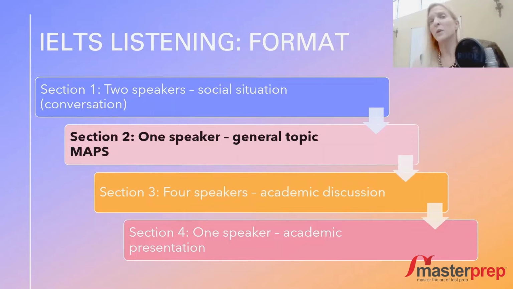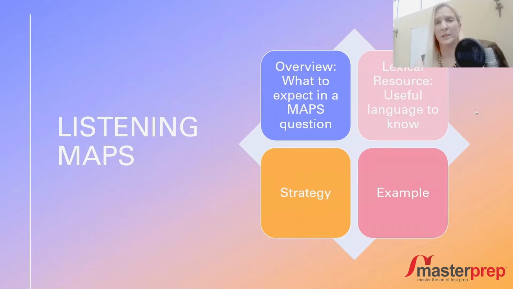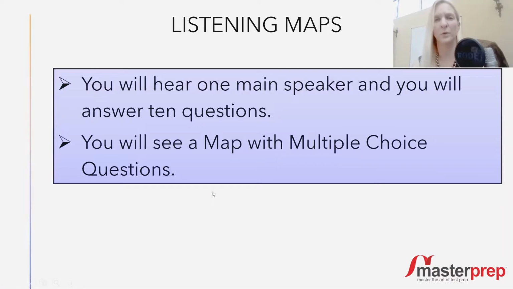So today we're focused on section 2, 1 person who is describing a map. Generally, you have about 7 minutes for this type of question. We'll cover what's to be expected in the maps question. We'll speak about the vocabulary, the lexical resource, the strategy, and finally, we'll do an example together so that we can get some experience on how to do this tricky type of question.